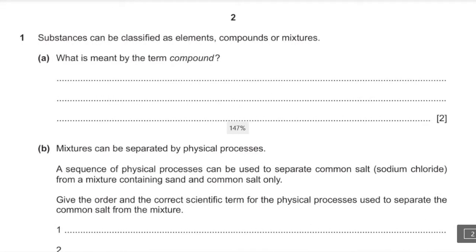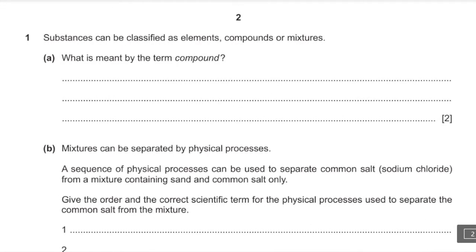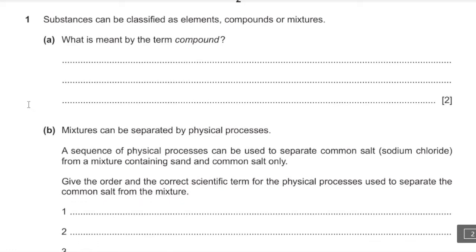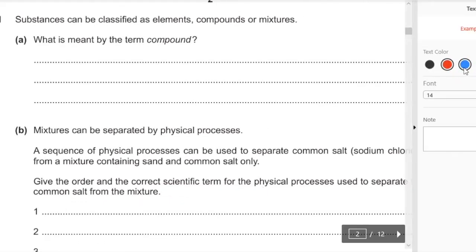Starting with question number 1, substances can be classified as elements, compounds, or mixtures. A. What is meant by the term compound? So here you're supposed to be starting with writing the definition of compound.